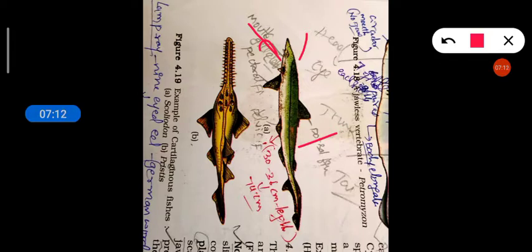So for the labeling of the body here: this fin is called the pectoral fin, this one is the pelvic fin, and this one is the dorsal fin. Once again, pectoral fin and pelvic fin, and this one is the dorsal fin, and the last one is called the caudal fin.